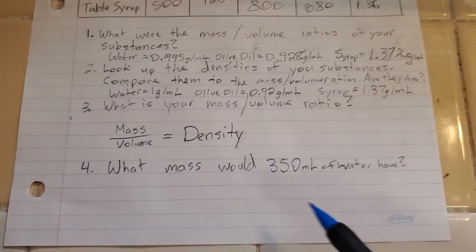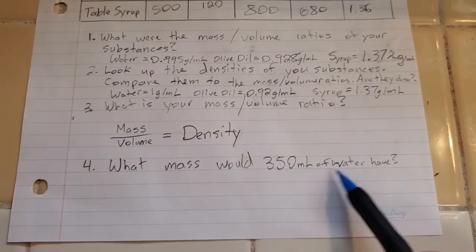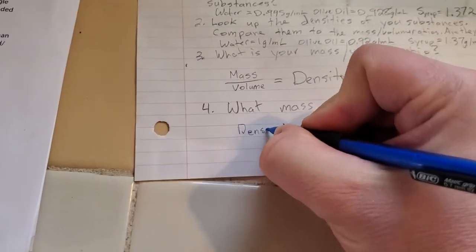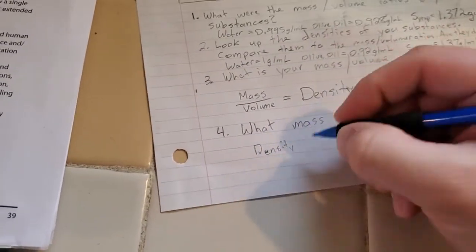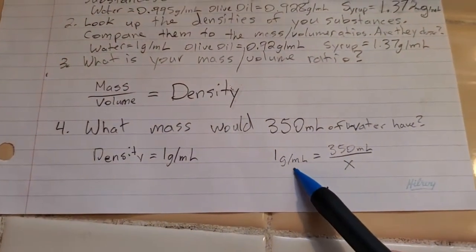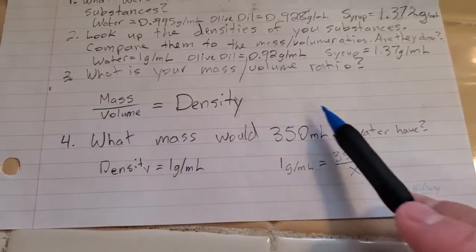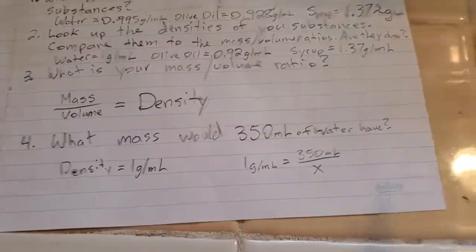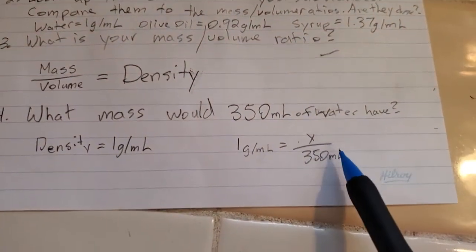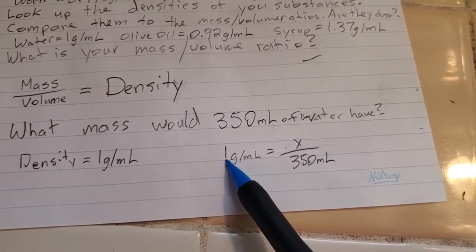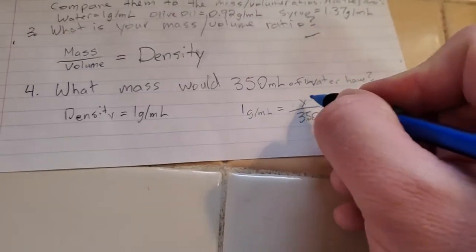For example here, what mass would 350 milliliters of water have? Well, we know that the density of water is 1. We know it's 1 gram per milliliter, and we know that 1 gram per milliliter would be our mass divided by volume, our mass divided by our volume, which is the thing we don't know. Sorry, I had these upside down. So what number divided by 350 would give you 1? Well, we know that it would be the same number.